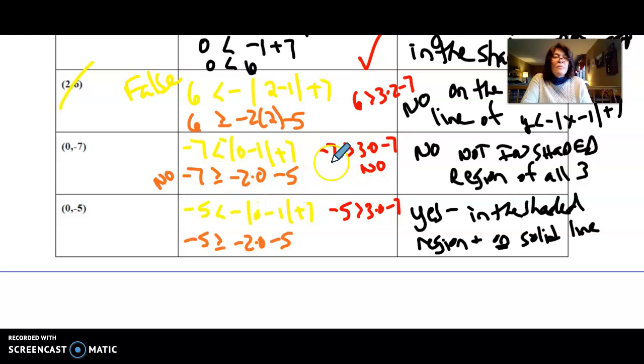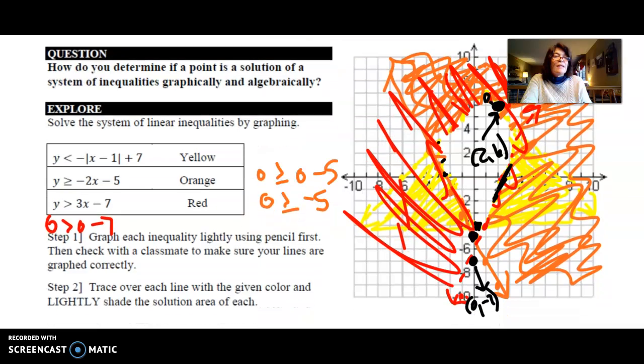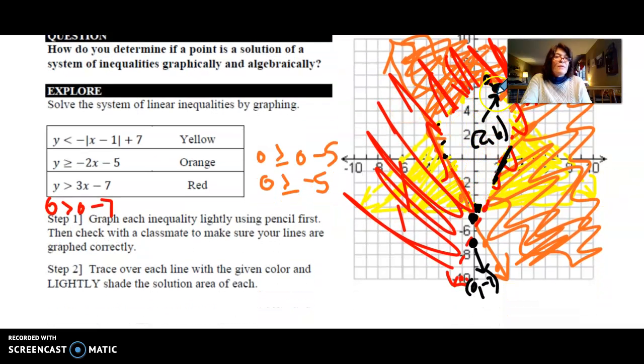But these two were wrong. And the way we can tell that 0, -7 doesn't work graphically, I took off this so that we can see things. This white part is the actual answer in here. And 0, -7 is way down here. It's not in the shaded area, okay? So no, it has to be in the shaded area of all three.